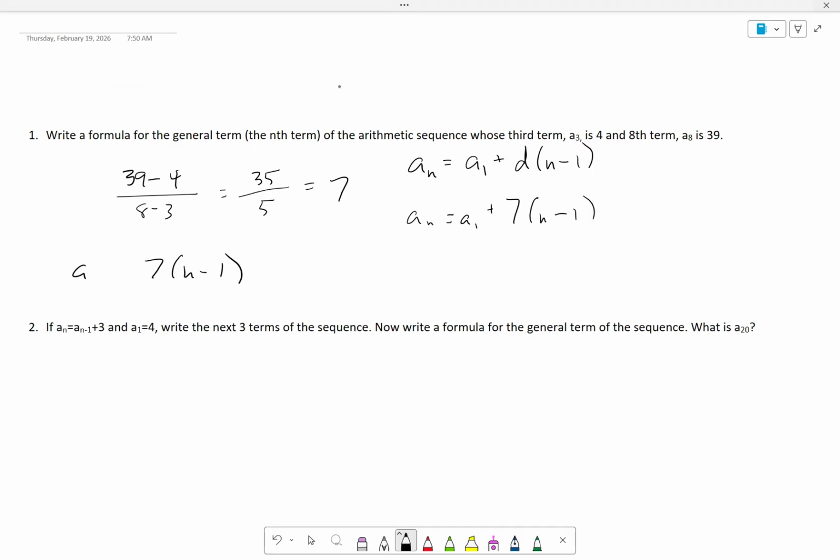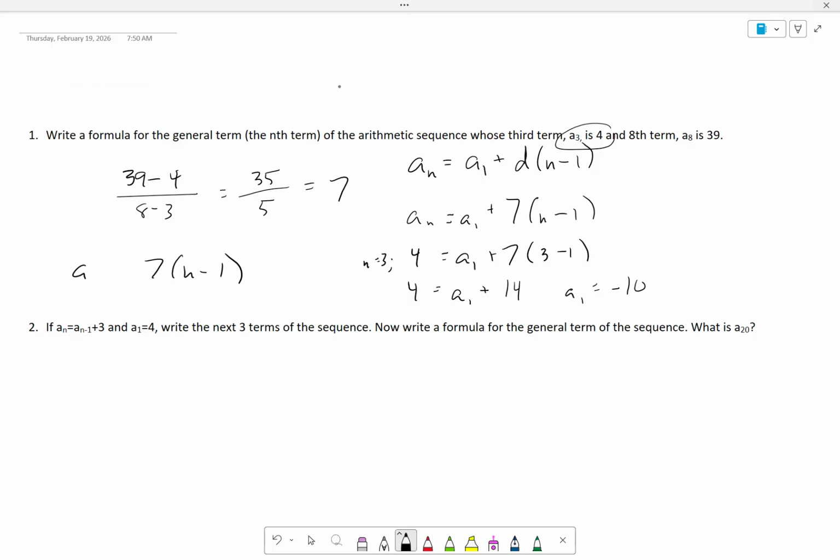And then what were we saying from here? You can change the a sub n to 4. So when n equals 3, we get that 4 equals a sub 1 plus 7 times 3 minus 1. Is this what you're saying, if I'm following it correctly? So this gives us an equation that we could actually solve. Okay, so what's this? 4 equals a sub 1 plus 14. So a sub 1 equals -10.